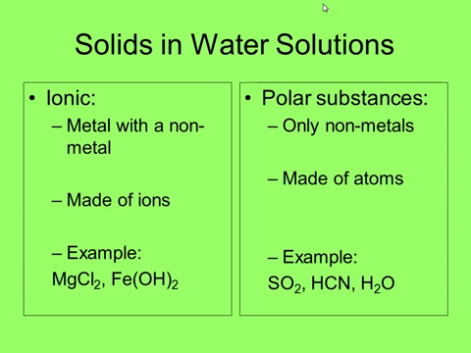Polar substances. They are only nonmetals. So just stuff from the right-hand side of the periodic table. They're made of atoms. And some examples are SO2, or HCN, or H2O. All right.